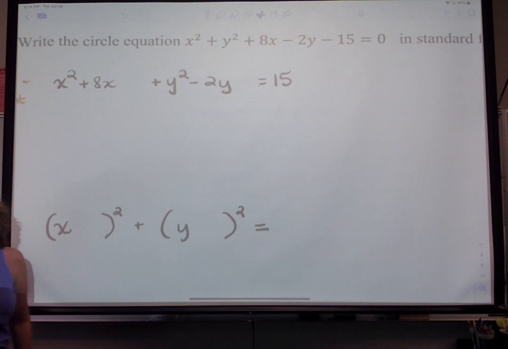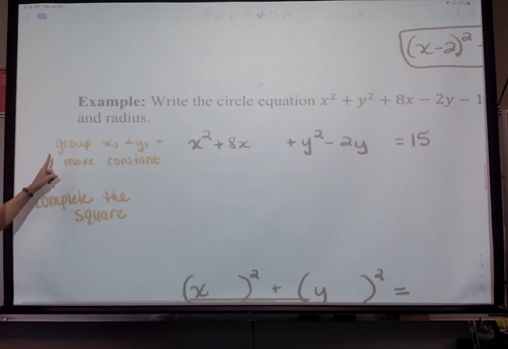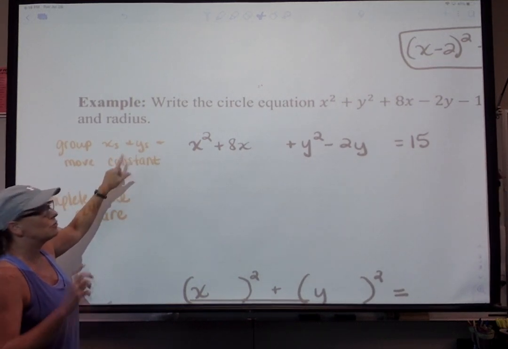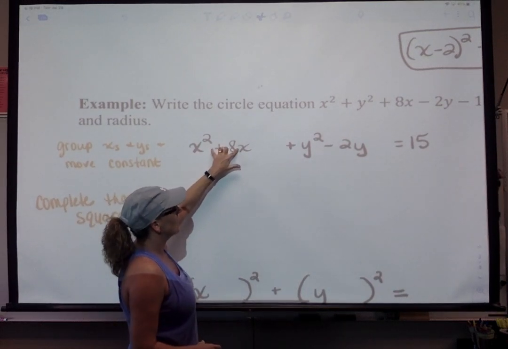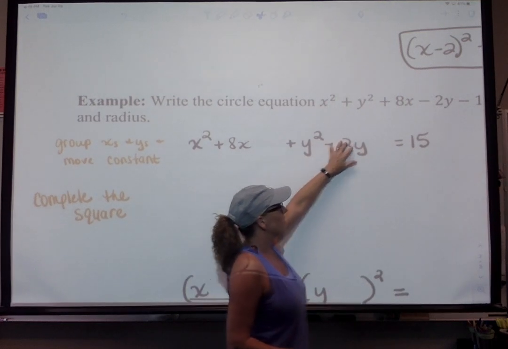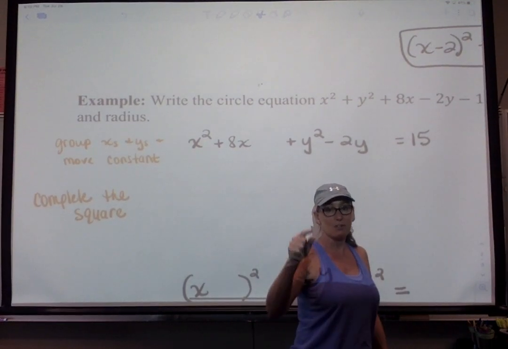So to get you started, I told you that the first thing you need to do is group your x's and y's, and move your constant over to the other side. So notice I grouped my x's together and I left a space. That's going to be important. I grouped my y's together and I left a space. That's going to be important. Equals 15. Pause the video, write that down.